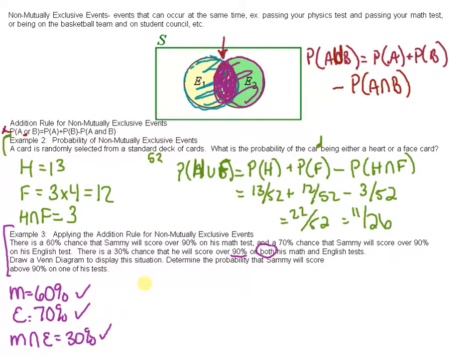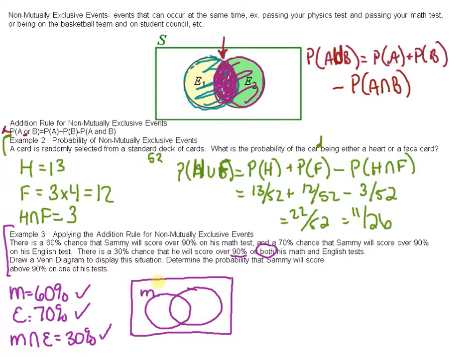So let's draw a Venn diagram to display the situation and then determine the probability that Sammy will score above 90% on one of his tests. Okay, so we have a Venn diagram. I like to make the intersection really big. So let's call this math and English. We know that the intersection is going to be 30%, so 0.3. Now the math will add up to 0.6, so 0.3 plus 0.3 is 0.6. And the English will add up to 0.7, so that'll be 0.4.